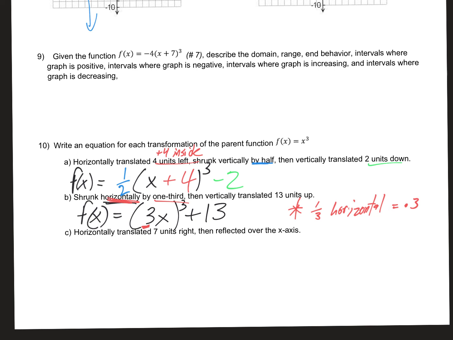Okay, let's do that last one together real quick just so that we see it. Right, horizontally translated 7 units to the right. You already know that is x minus 7, right, backwards, cubed, and then reflected over the x-axis, that's a negative in the front. Okay, so we got f of x equals negative (x minus 7) cubed.